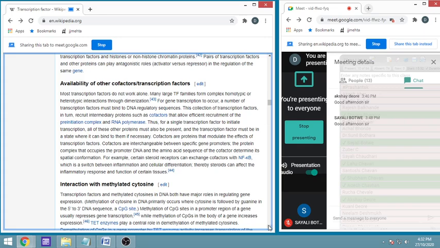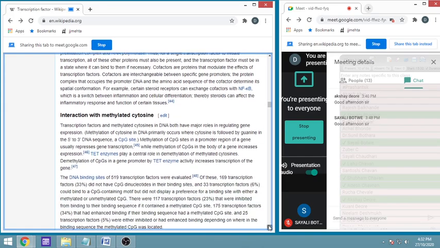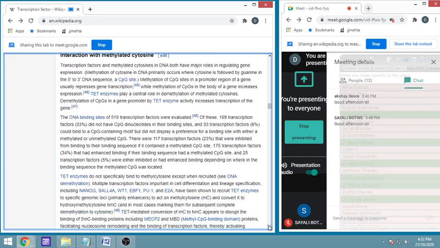So this is one of the basic important mechanisms by which they act as anti-inflammatory agents. This year also we have studied anti-inflammatory or immunosuppressant agents. So this is the same mechanism they are sharing. The transcription factor and the methylated cytosines in the DNA both have a major role in the regulation of gene expression.